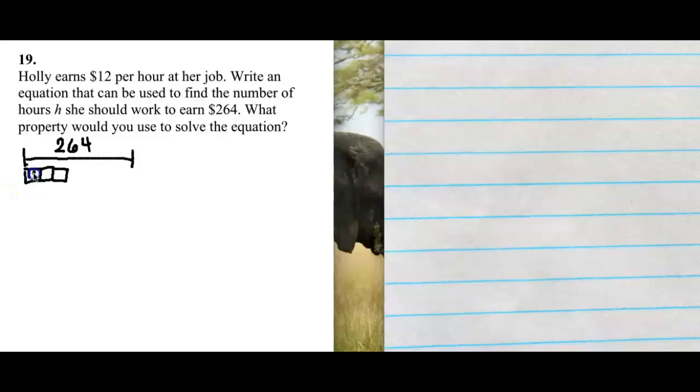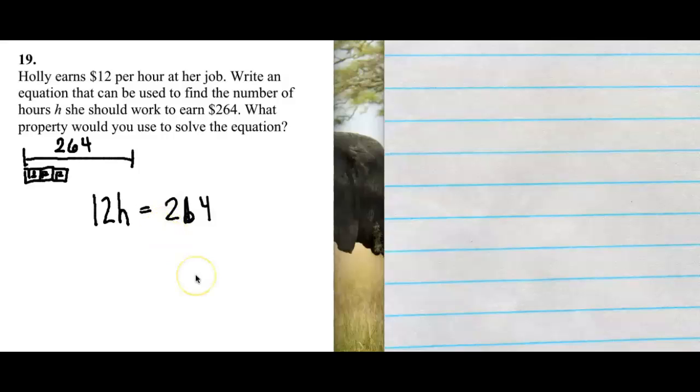Okay, if you said 12, you're correct. So if we have 12 repeating on the bottom, an unknown number of times, what operation is that going to be? Answer that for me, please. Okay, so we have the letter H, and that's correct, multiplication. So $12 times the number of hours that we don't know needs to be equal to 264. Okay, so that is the other side of the equation.